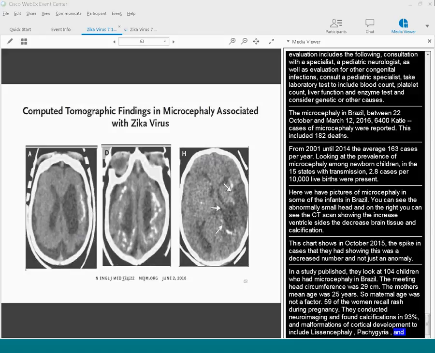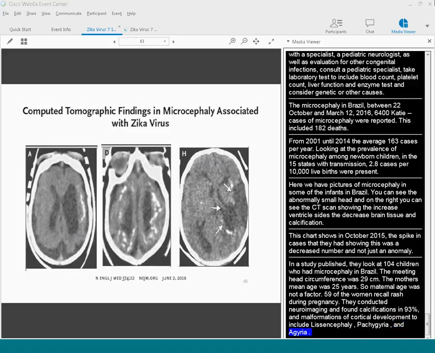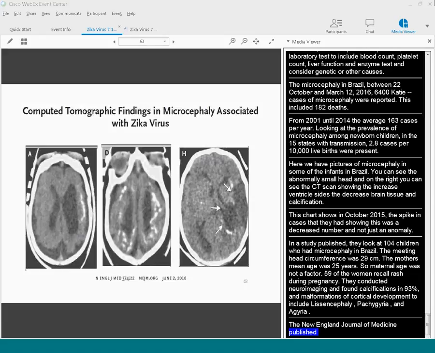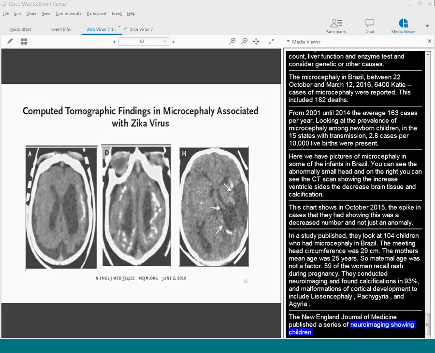The New England Journal of Medicine published a series of neuroimaging showing children with microcephaly. You can again see the increase in ventricle size, the decrease in brain matter, and the calcifications.